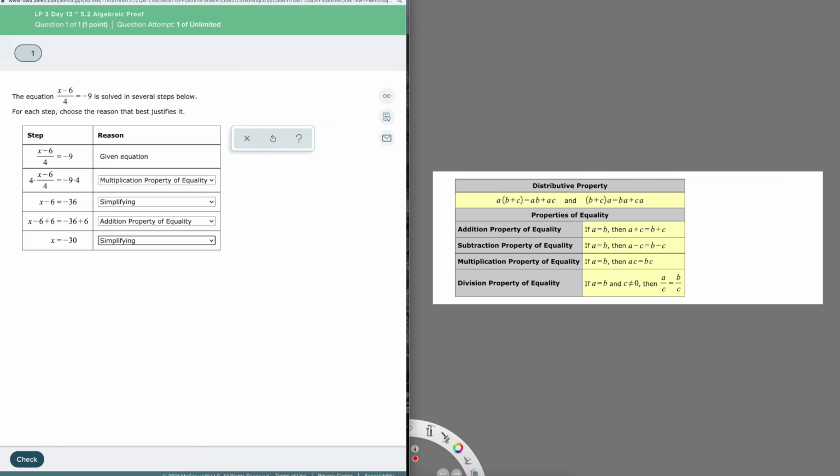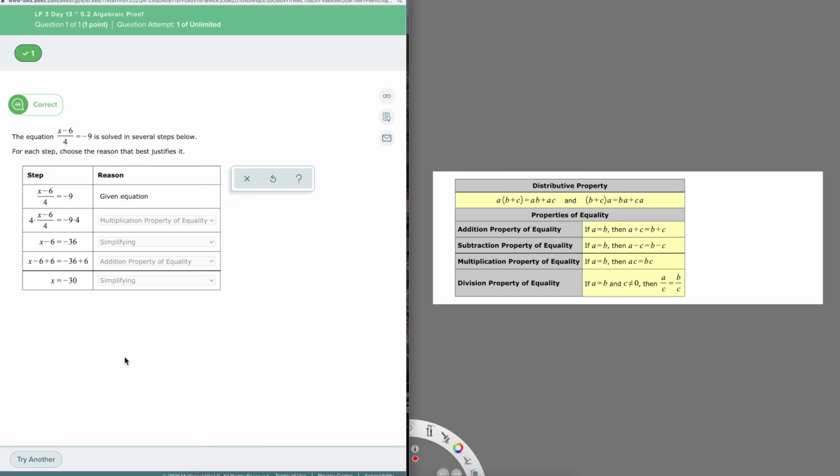I'm going to go ahead and check, and we're good to go there. So that was section 2. I will see you in section 3.